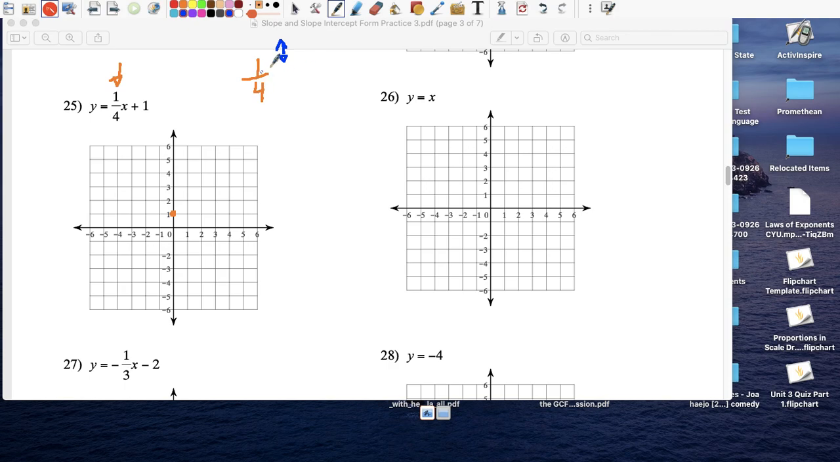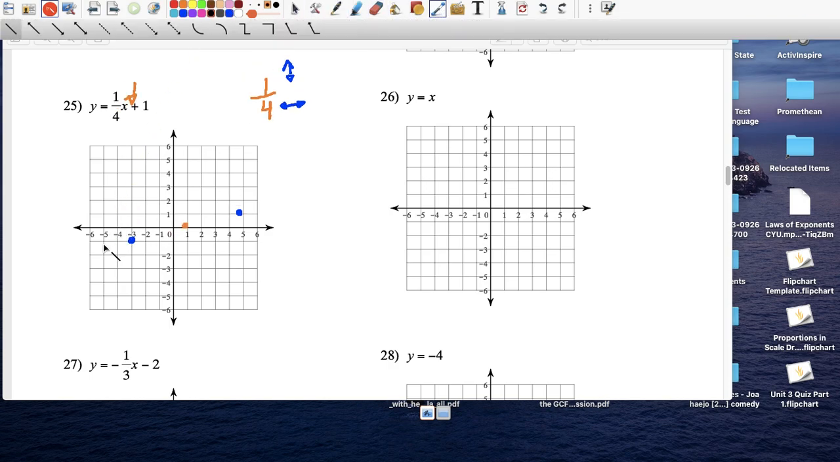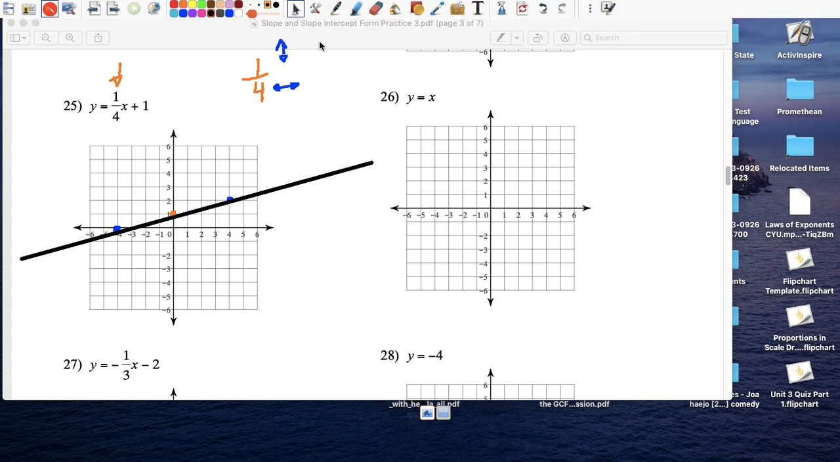Up and down, that's the movement up and down, 1 unit, and then left and right, you're going to go 4 to the left or 4 right. So let's go up. If we go up 1, we have to go 4 to the right. 1, 2, 3, 4. Just because I want another point, I'm going to go down 1, and instead of right, I'm going to go left. 1, 2, 3, 4. If you connect these 3 points, there. That's our line, y equals 1/4 x plus 1.